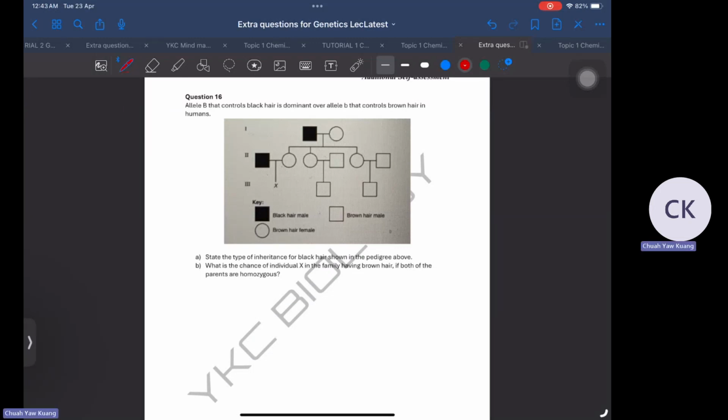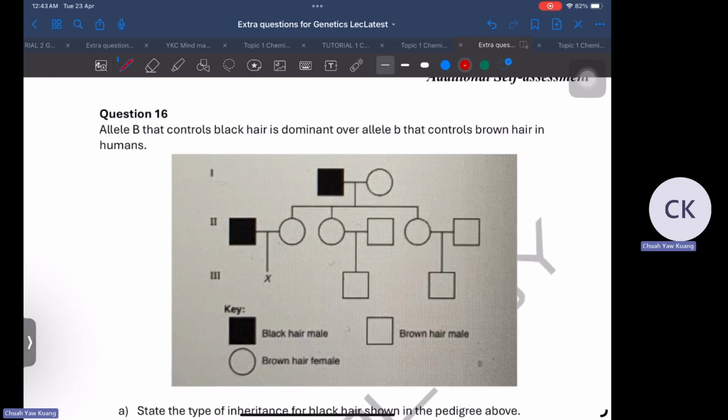Question 16 is the question on the pedigree. For this pedigree, the question has actually informed us about the dominant and the recessive. The question has told us that black color is dominant, so it is a dominant gene here, while brown hair would be recessive, so it would be the recessive b.